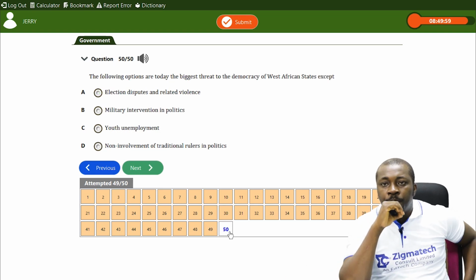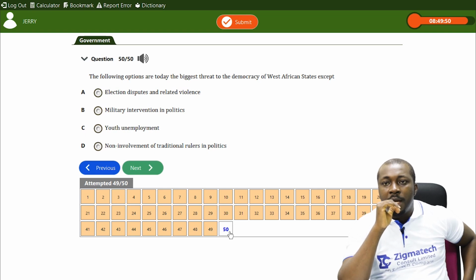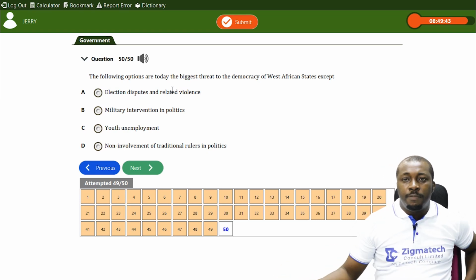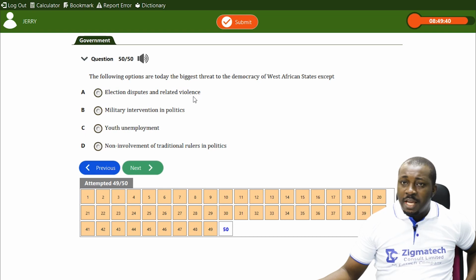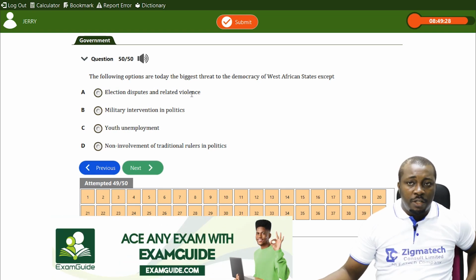And finally, the following options are today the biggest threat to the democracy of West African states, except. Now, what are the threats to the democracy of a country like Nigeria and other West African states? Now, election disputes and related violence is a big problem. Election disputes, you see that after elections, the dispute will go from tribunal, appeal court, Supreme Court, violence in election, military intervention. Of course, it has been there.